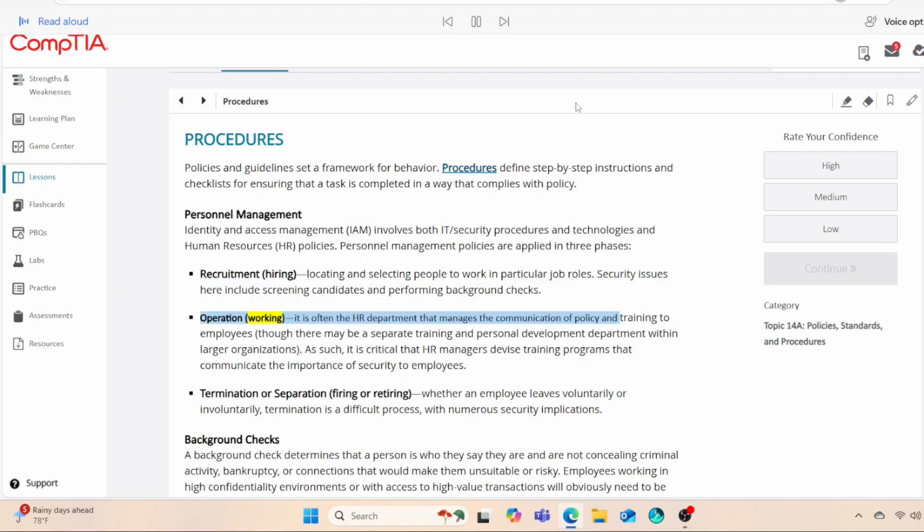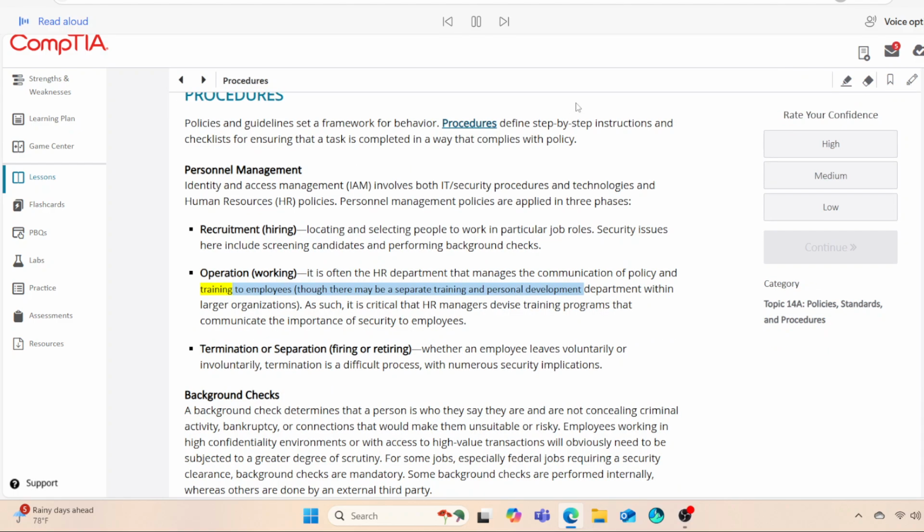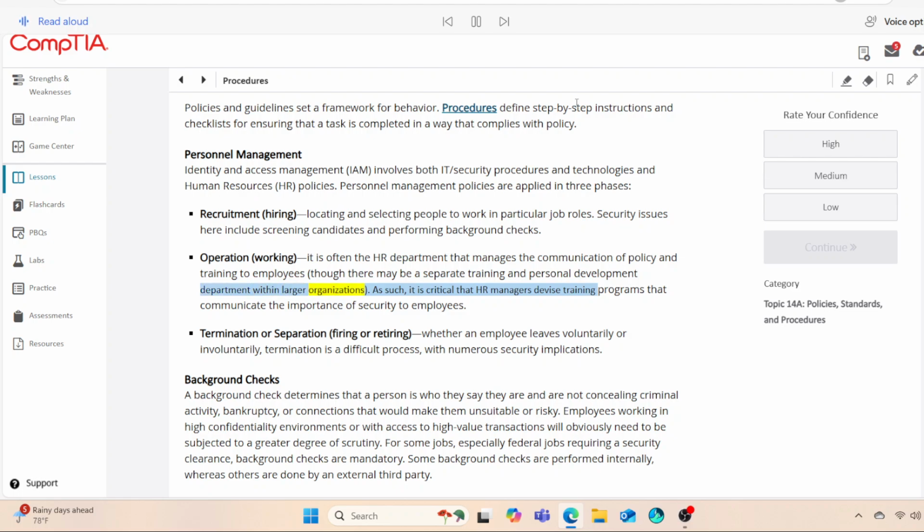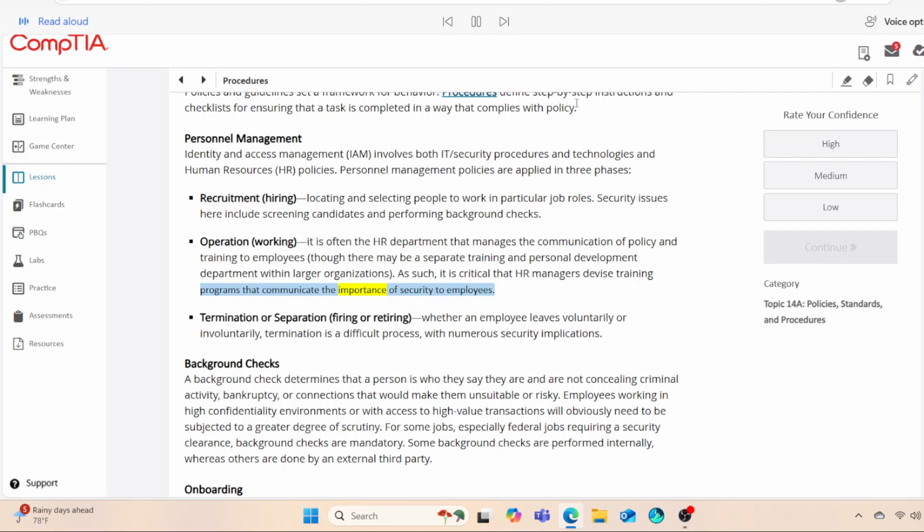Operation, working. It is often the HR department that manages the communication of policy and training to employees, though there may be a separate training and personal development department within larger organizations. As such, it is critical that HR managers devise training programs that communicate the importance of security to employees.